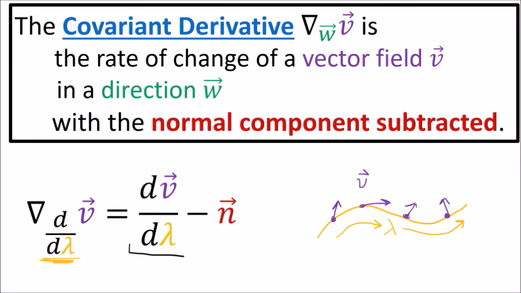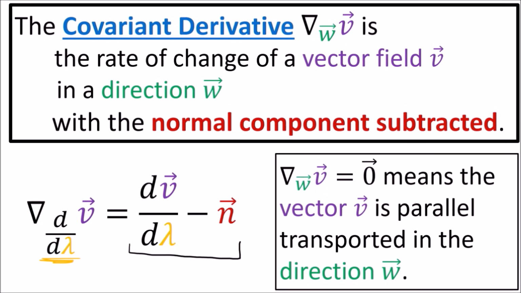And remember, we said that when this quantity is 0, that's when v is being parallel transported along the curve. So when the covariant derivative is 0, that means that the vector field v is being parallel transported in the direction w. So all of this probably seems really abstract. Let's go through an example to clear things up.